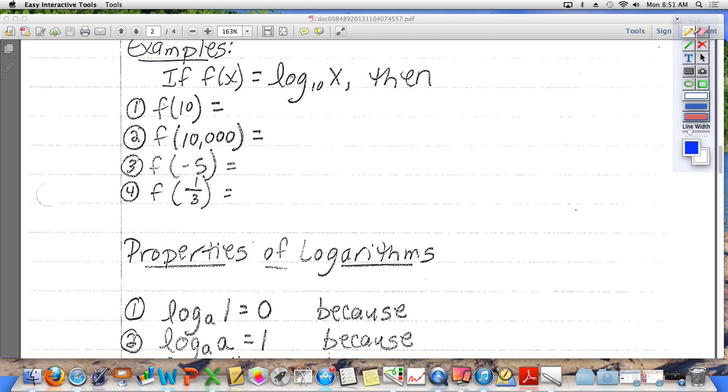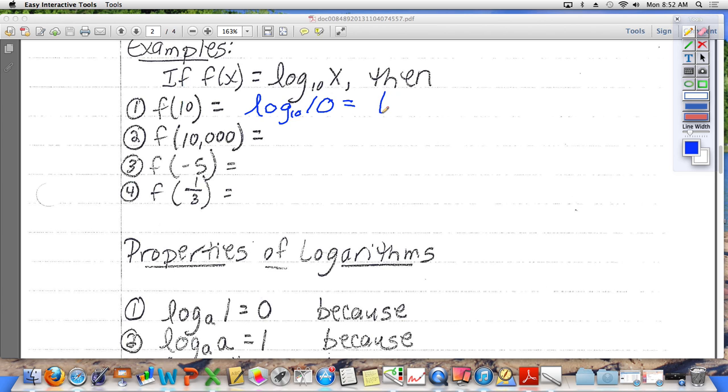So f of 10, what I'm asking you to do is figure out what is the log base 10 when the x value is replaced with 10. So this just means log base 10 of 10. In other words, 10 to what power gets me 10? 1. And since it's base 10, that is just a matter of plugging it into your calculator. You end up with 1.